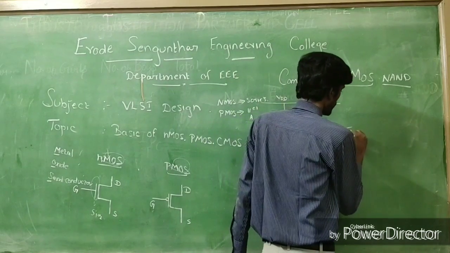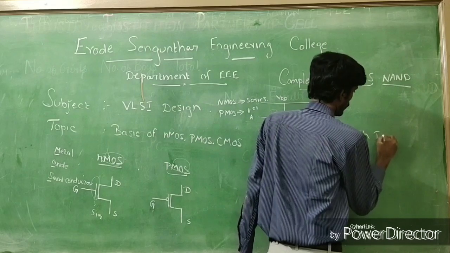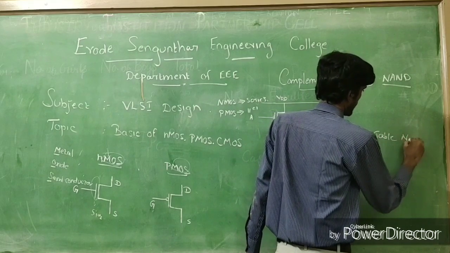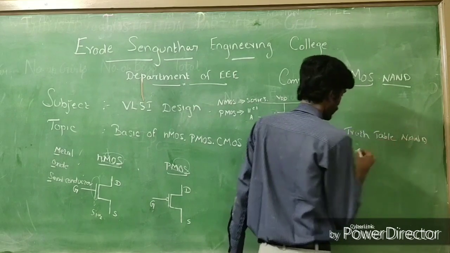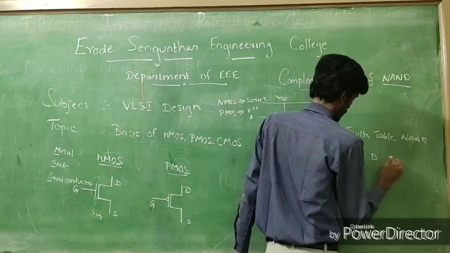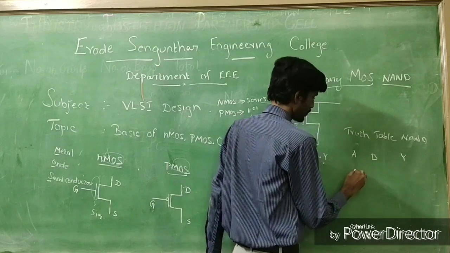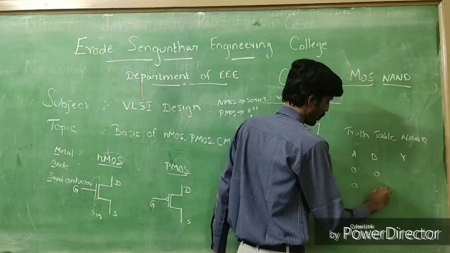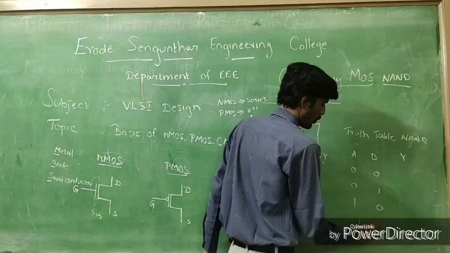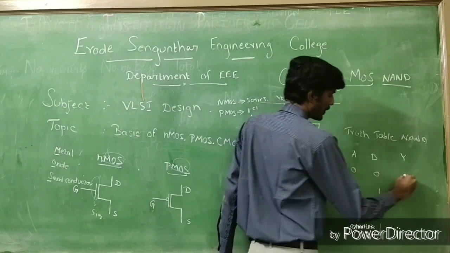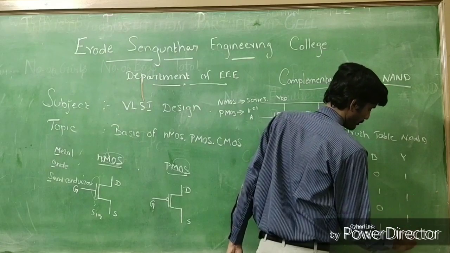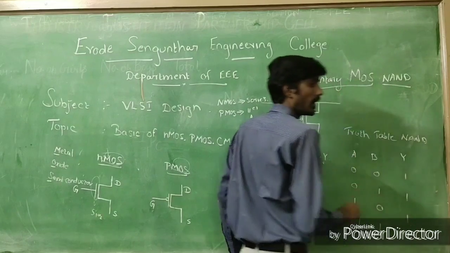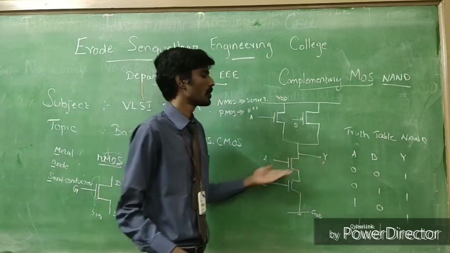We know the truth table of the NAND gate. A, B are considered as the input, Y as our output. So 0 0, 0 1, 1 0, 1 1. For the NAND gate, the output is 1, 1, 1, 0. So now we apply this input to the structure.